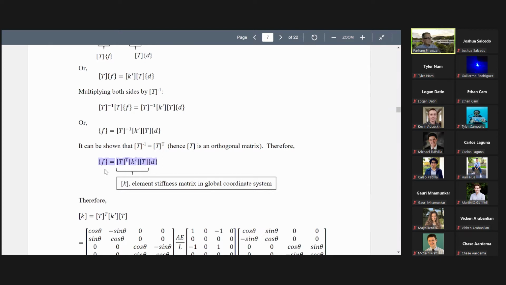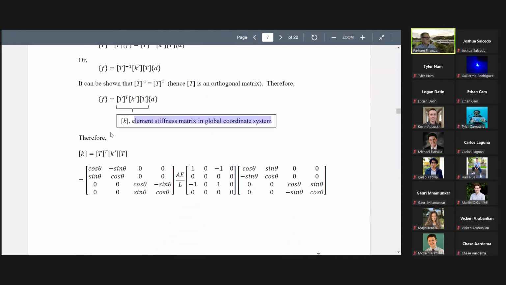That's what we always want to see in the finite element method. We always want to see F is equal to something times this displacement vector. This something is called the element stiffness matrix in the global coordinate system. That's what we wanted to find. Time to find it.